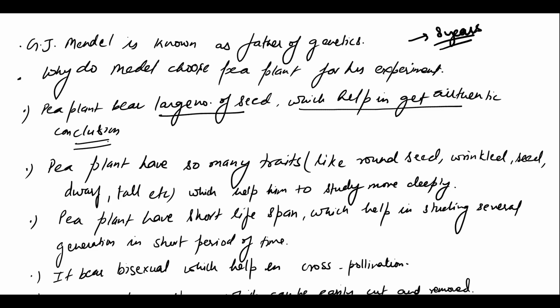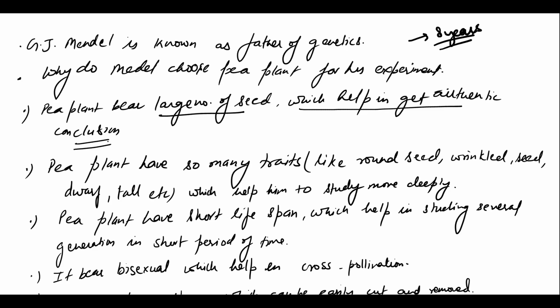For example, if you are doing an experiment and take only one reading, you cannot decide whether something is better or not. If a team played only one match and won, it does not mean the team is better. But if a team played 30 matches, won 25 and lost 5, you can decide it is better. It is the same here: with more seeds, we can find how many are round and how many are wrinkled, so we get authentic conclusions.